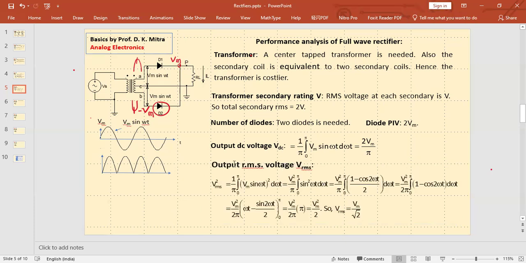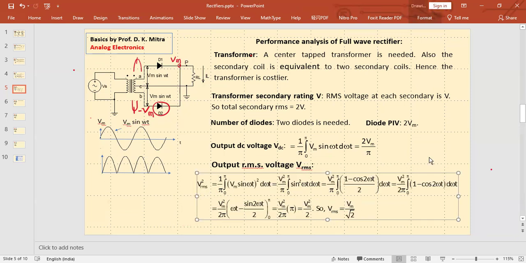Next, output RMS voltage. Here, I have shown you the whole calculation, although you should be able to do it yourself. RMS voltage is always the instantaneous voltage equation, Vm sin omega t, integrated over a time duration 0 to pi and then averaged over pi, because it is the same thing repeated. So if you integrate over pi, average over pi. Vm goes outside, so this becomes Vm square by pi times the integral of sine square omega t d omega t.